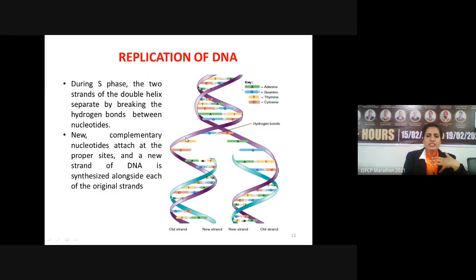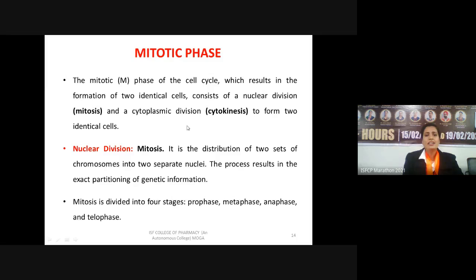For example, T will be attached to A, or the G nucleotide will pair with the C nucleotide. Hence the complementary nucleotides attach at the proper site, and a new strand of the DNA is synthesized alongside each of the original strands. Here we can say this was the old strand of the DNA, and here the synthesis of the complementary strands begins, and there is the whole new strand of the DNA. So from one DNA, now we have two replicated new DNAs. Then comes the mitotic phase, the phase in which the division finally occurs.